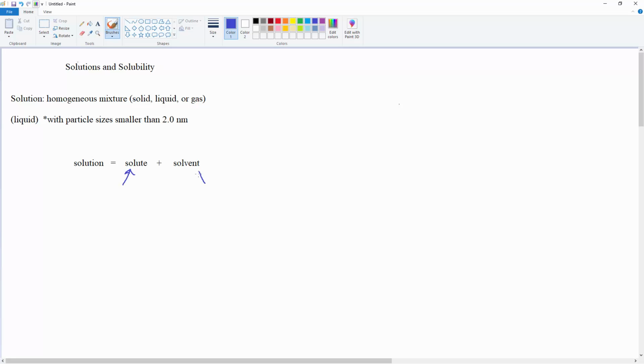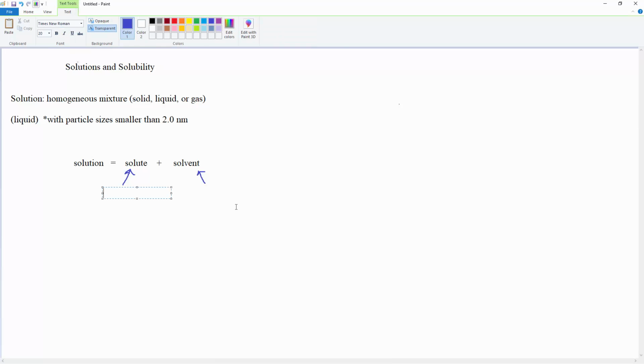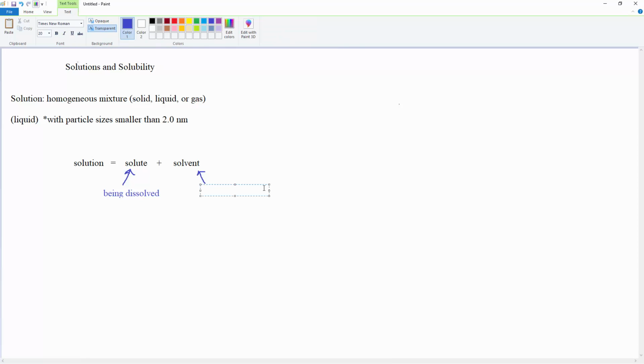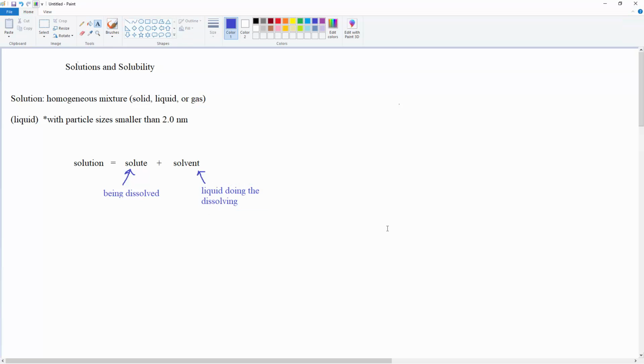Especially if one is in smaller quantities, it's easier to tell. So in our Kool-Aid example, the solute, the thing that was dissolved, includes sugar and the flavoring packet and the color. I guess there are multiple solutes here. Whereas the solvent in that Kool-Aid example was the water that was dissolving it. So this is the liquid doing the dissolving. Does that make sense? Okay.